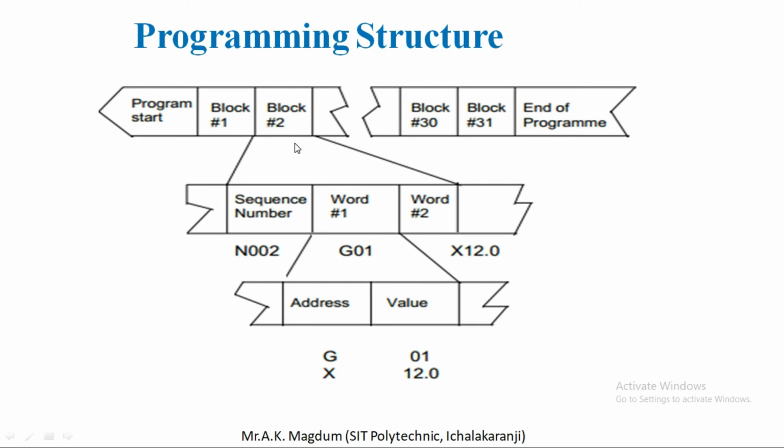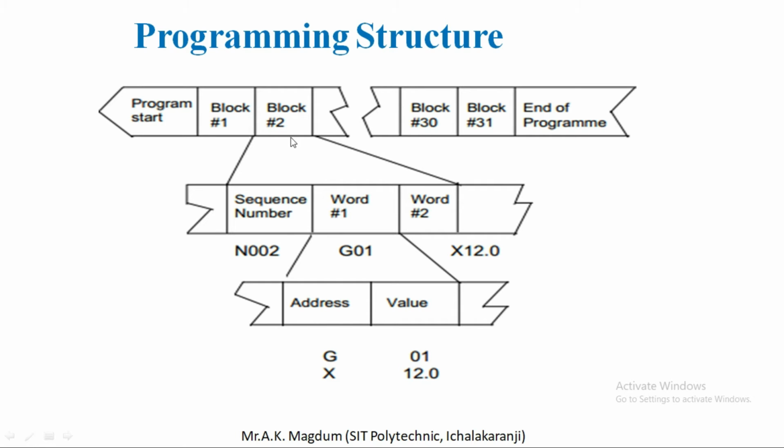Next, what is the programming structure? That is very important. Programming structure means there is first the program start, then block 1, block 2, up to block 31 or infinite blocks, and the last one is the end of block. In short it is called EOB. EOB means end of block, or we generally call it end of program. But in the program, the EOB should be written. EOB means end of block.